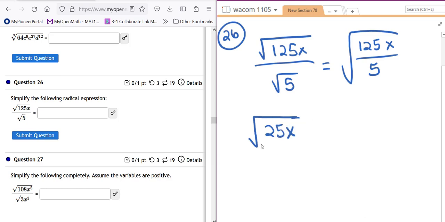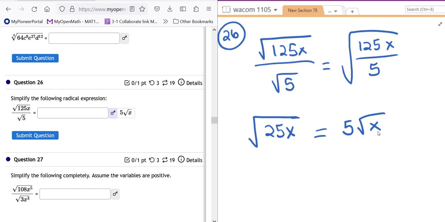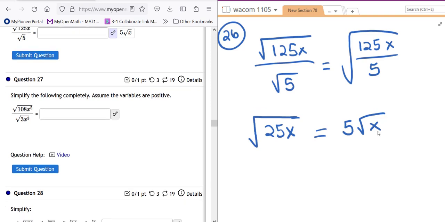Your 25 is a perfect power. The square root of 25 is 5, so it goes outside. The x is left under the radical. That is the easiest way to work that problem. So you see something in common between the numerator and denominator. They're all under radicals. You can put it back together. So we'll do one more like that.